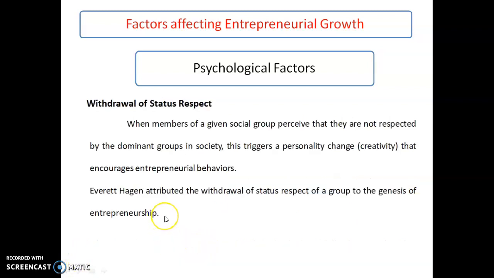Then the second one, withdrawal of status respect. It is another psychological factor. When members of a given social group perceive that they are not respected by the dominant groups in society, it triggers a personality change that encourages entrepreneurial behavior. There is a famous theory with regard to withdrawal of status respect, propounded by Hagen. He attributed the withdrawal of status respect of a group to the genesis of entrepreneurship.